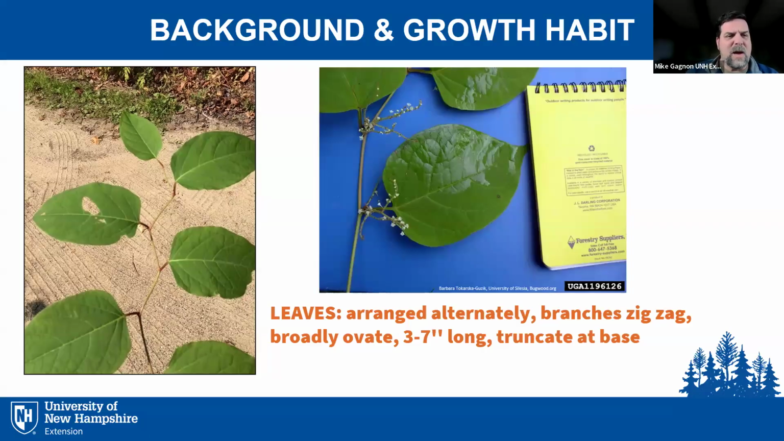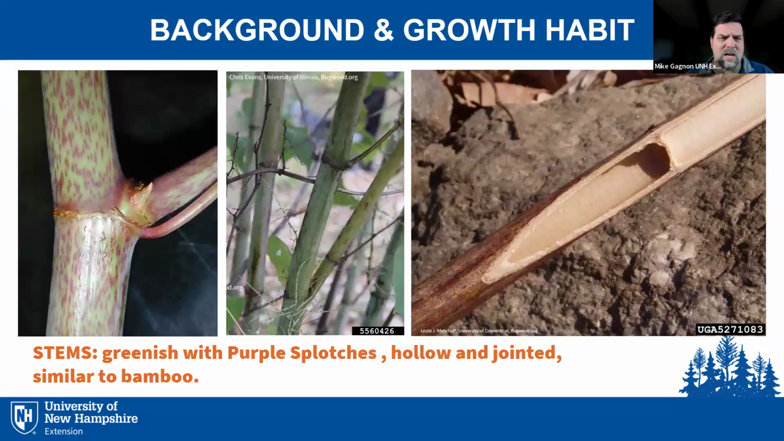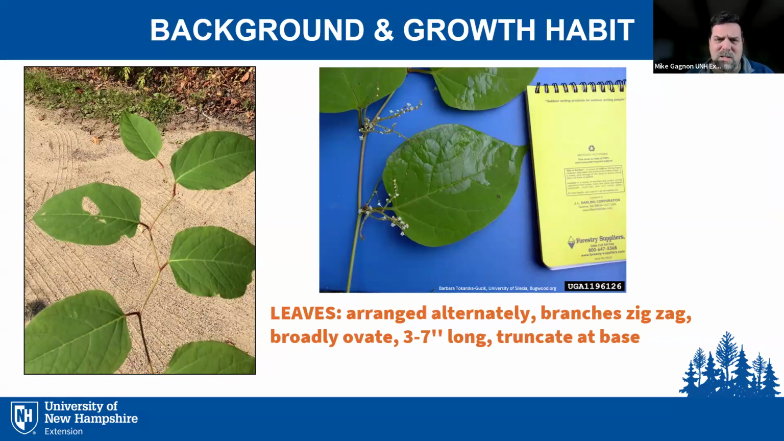It's got a zigzag-like pattern in the leaves. The leaves are fairly large, 3 to 7 inches long, ovate in shape, but flat and truncated at the base. It produces these calyxes of three-sided seeds. It produces a lot of seeds, but that's really not one of the main ways that this plant spreads.